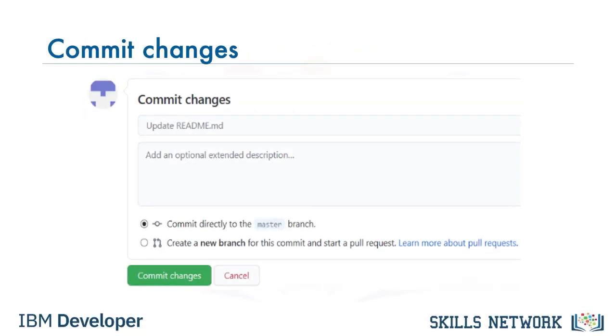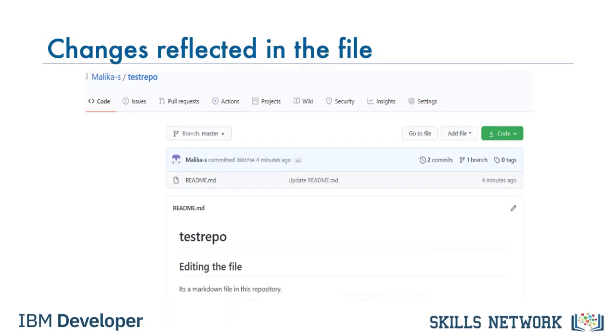To save your changes to the repository, you must commit them. After you have made your changes, scroll down to the Commit Changes section. Add a commit message and optionally add a description. Then click Commit Changes. Commit Changes is used to save your changes to the repository. Go back to the home screen by clicking the repository name link. Note that the README file is updated and verify your changes.